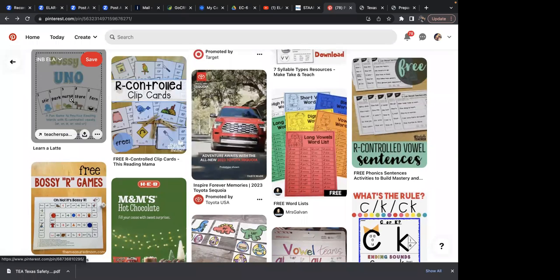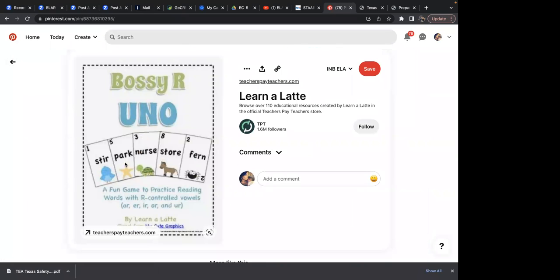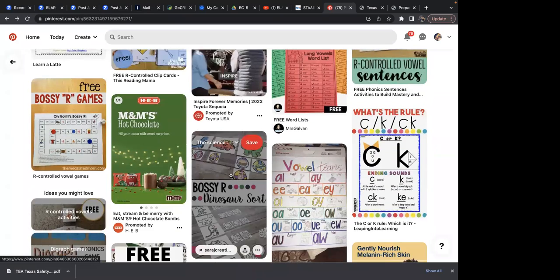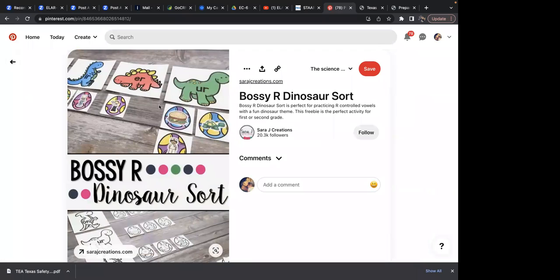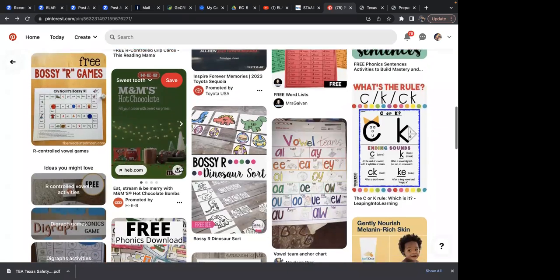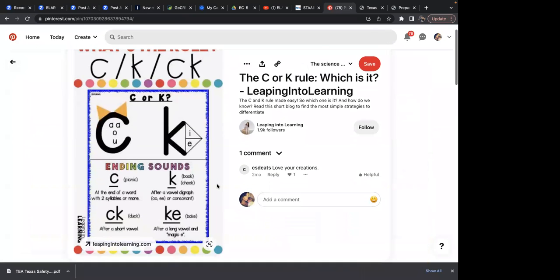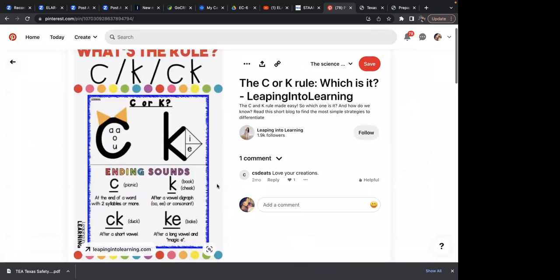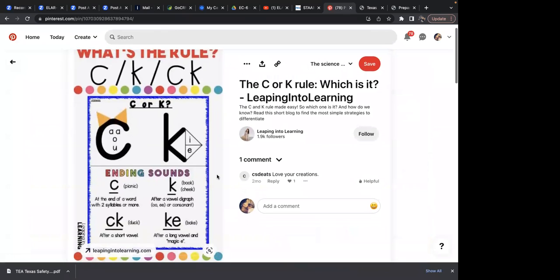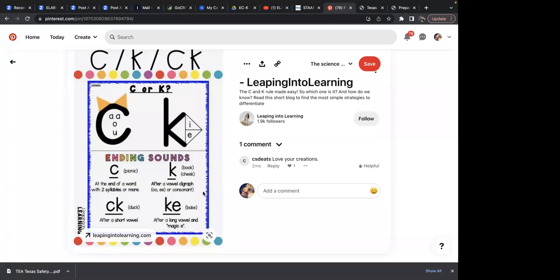Bossy R Uno? This is really cool. Stir, park, nurse, store, fern. So there's a lot of really cool resources. Like I said, the Bossy R dinosaur swords. This is a rule that needs to be taught explicitly, or else students will forever have difficulty and get confused. It will be a source of spelling and reading contention, so practice with it and an overview are important.